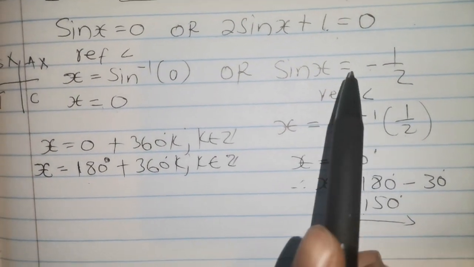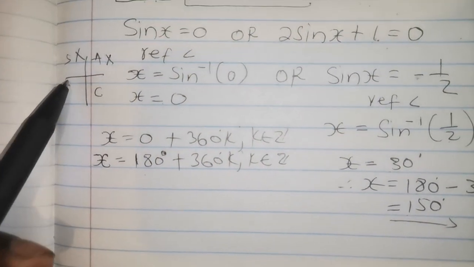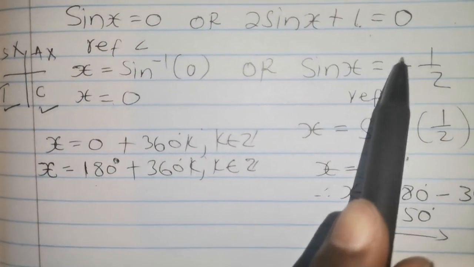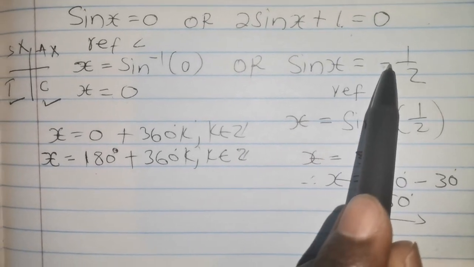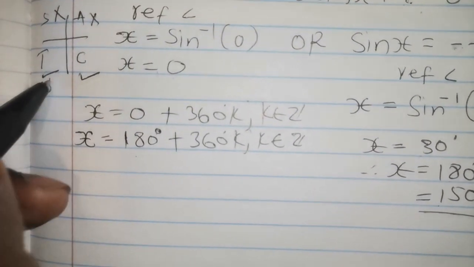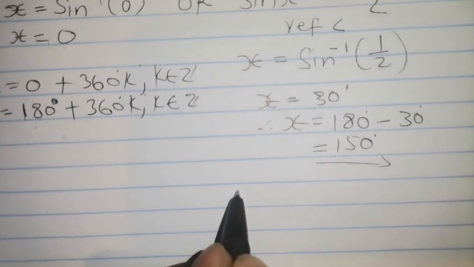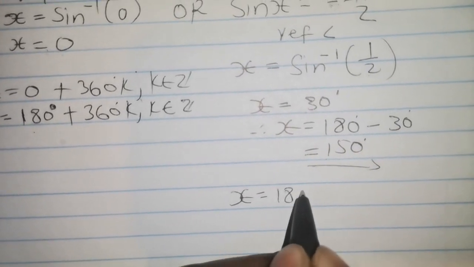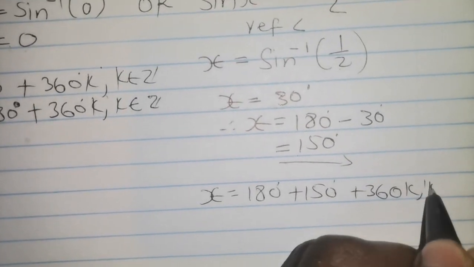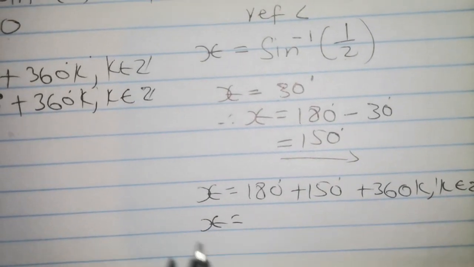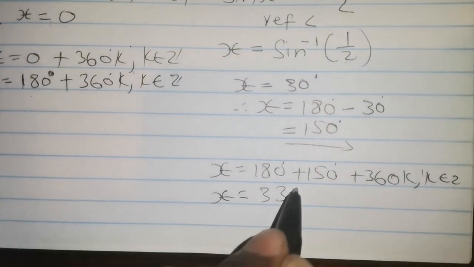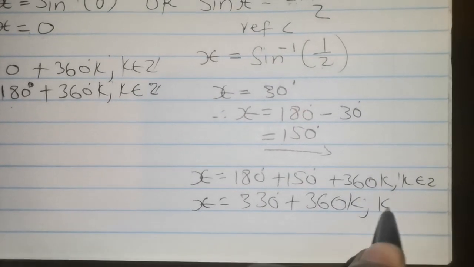Here the sine is negative, so draw a CAST diagram. Sine is negative in the third quadrant and the fourth quadrant. Here we are directed by this sign all the time. For the third quadrant, x is equal to 180 plus 150, plus 360k, such that k is the set of integers. Therefore, x is going to be 180 plus 150. Then the answer is 330 plus 360k, such that k is the set of integers.